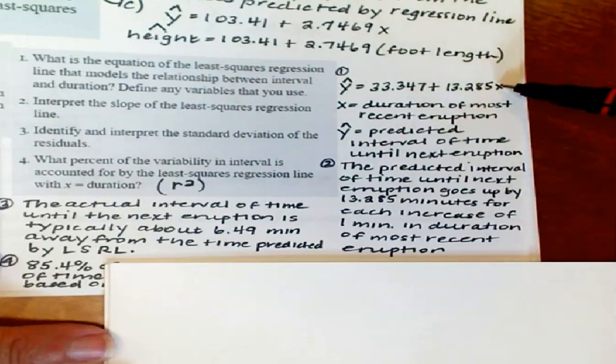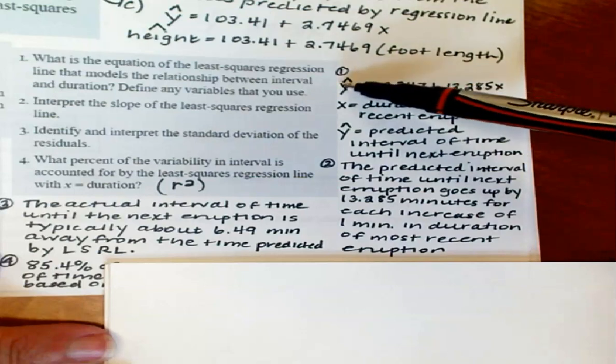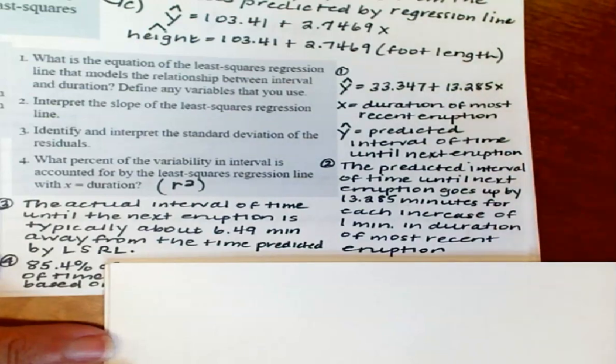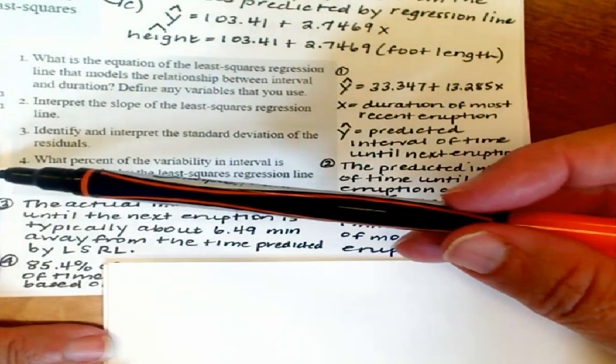For every one of these, it's either going to go up or down, if it's a minus, by this amount for every one of whatever this is. And of course, you have to write it in context. Number 3, identify and interpret the standard deviation of the residuals. Well, that's that S value.